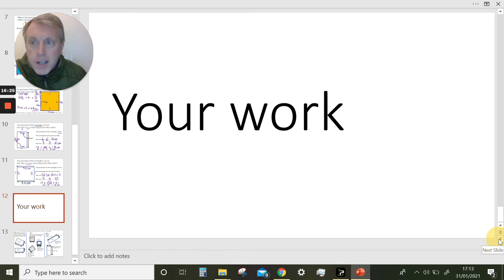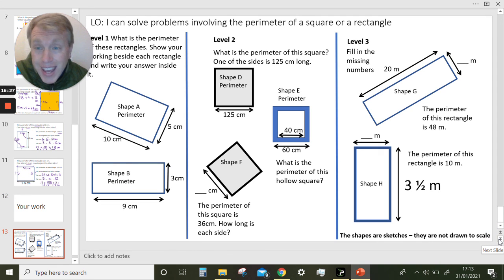Well, have a go. We've got all kinds of problems for you to have a go at here. Make sure you try your best. Level 1, Level 2, Level 3. But if it is very confusing, don't stress. Do leave a message on Google Classroom. We'll see what we can do to help. And have a go. Enjoy.